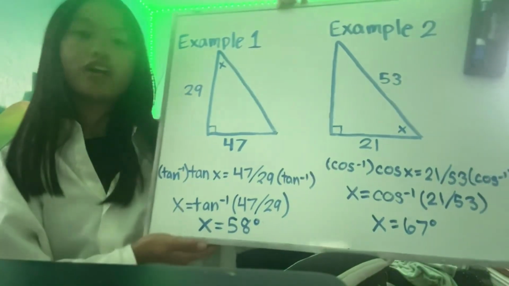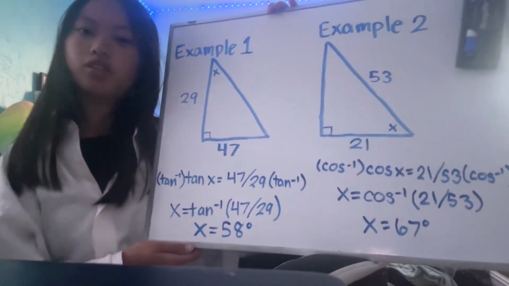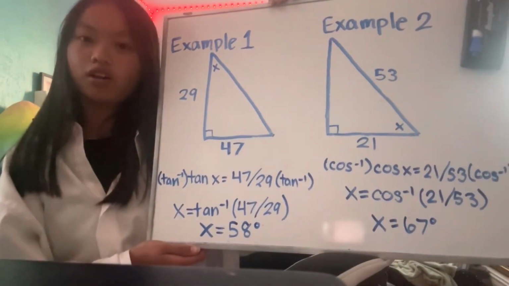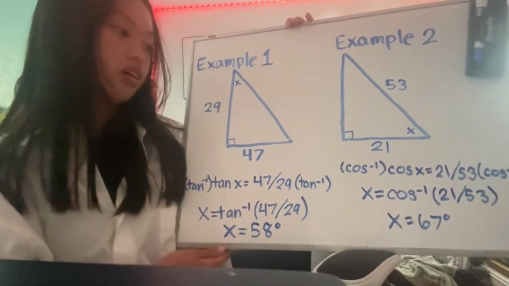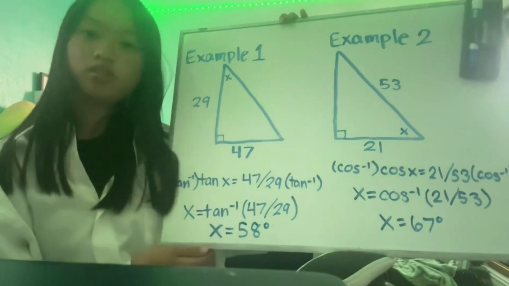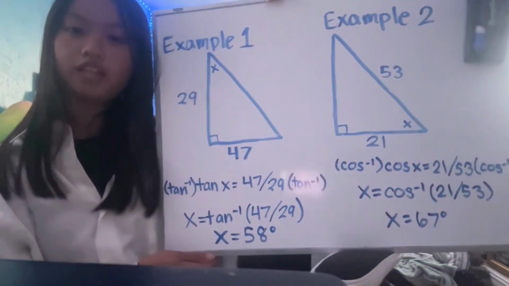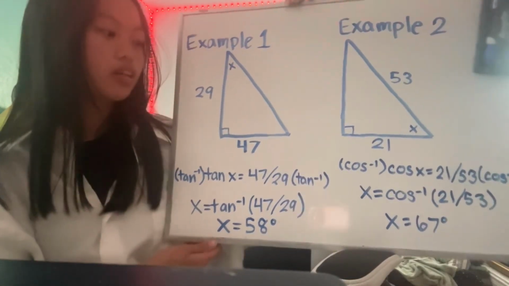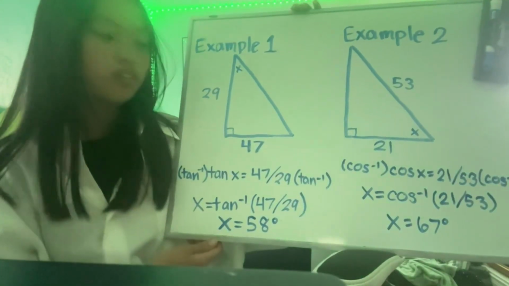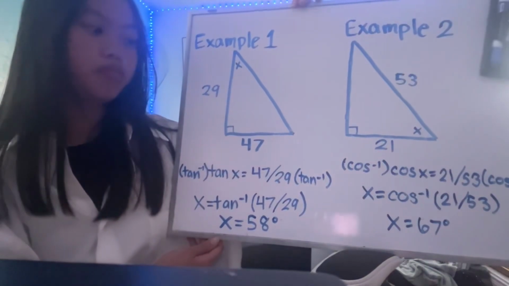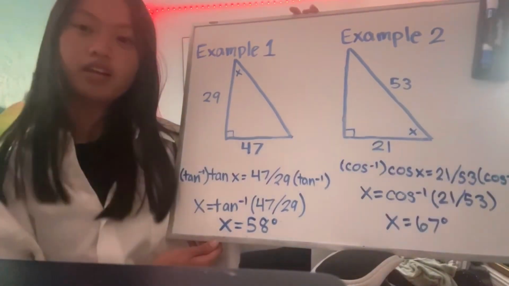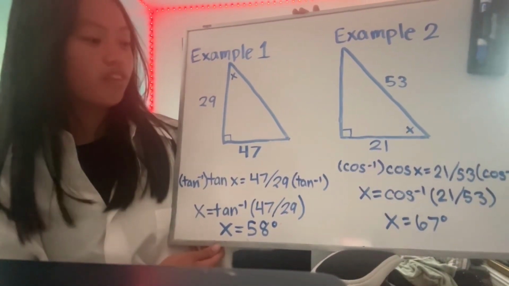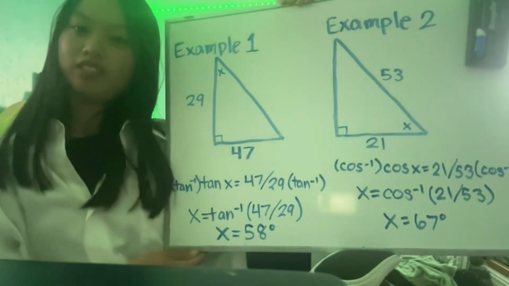If you were solving for x in example 2, you would use cosine because it is adjacent over hypotenuse. The equation would be cosine x equals 21 over 53. Then you would apply the inverse of cosine to isolate x. X equals the inverse of cosine of 21 over 53. The angle for x would be 67 degrees.